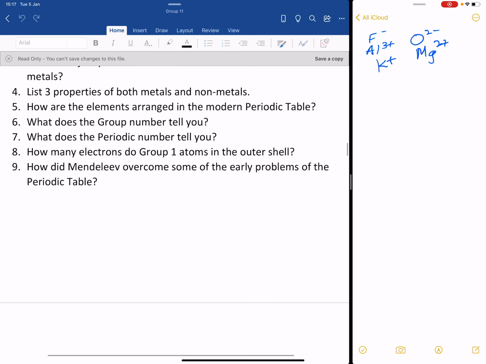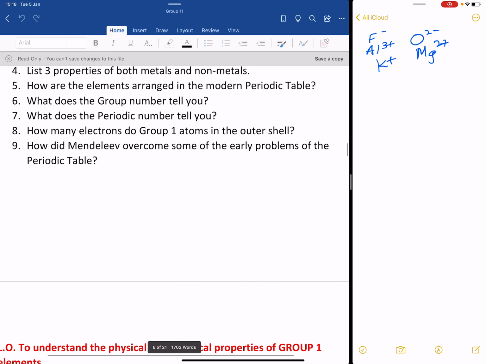Number 4, 3 properties of metals and 3 properties of non-metals. Metals, there are various answers here. Metals conduct electricity, they're malleable, ductile, conduct heat, strong, with a high melting point. Non-metals are brittle, soft, low density, insulators. So there are various answers there. Number 5, how are the elements arranged in the modern periodic table? By atomic number, you can see that.